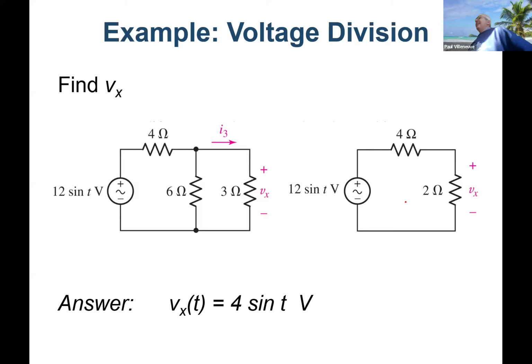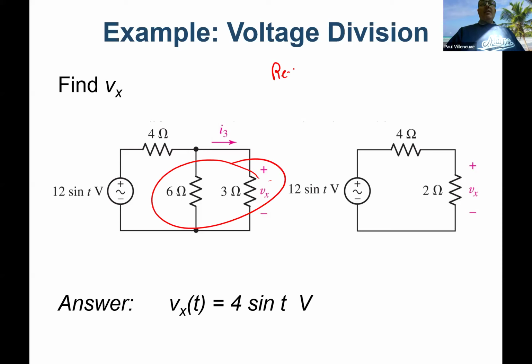All right, what'd you get? Did you get 4 sine t? How'd you do it? Probably 6 and 3 ohm resistor, put those in parallel, and use voltage dividers, then find the voltage over the 2 ohms parallel to it.